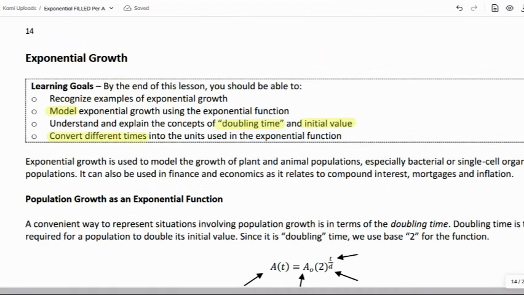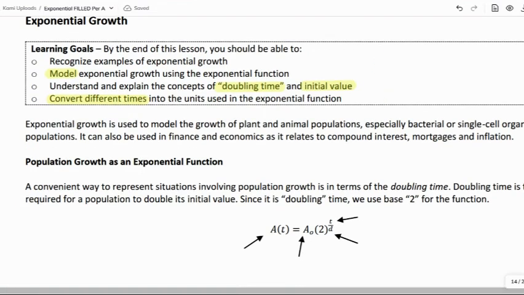Now we're going to talk about something called doubling time. That's basically how long it takes for a population to double. So when we were looking at the video of cells in mitosis, the question is, how long did it take for one cell to become two? Then we're looking at a term called initial value. I think that's pretty clear. How many do we have to start with?